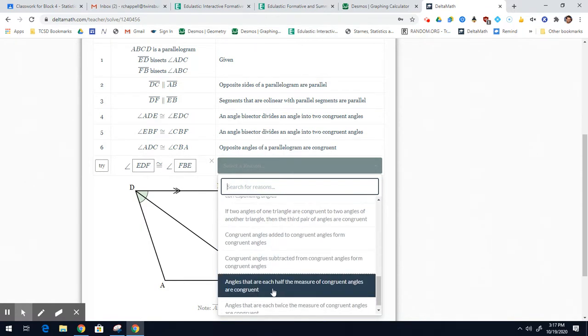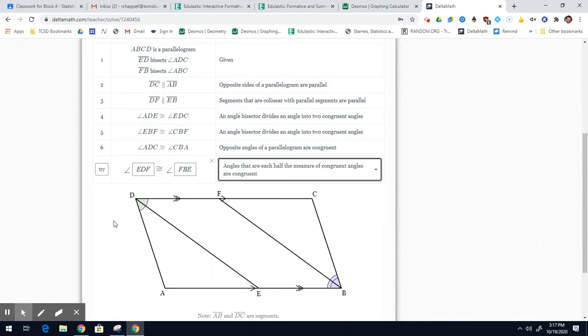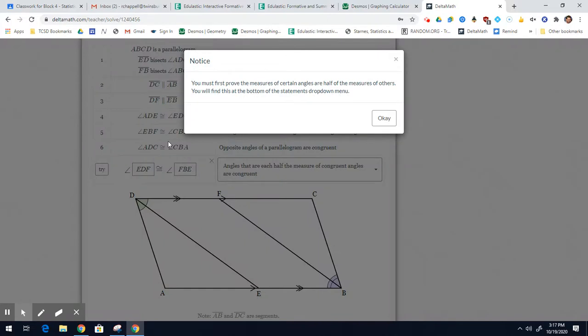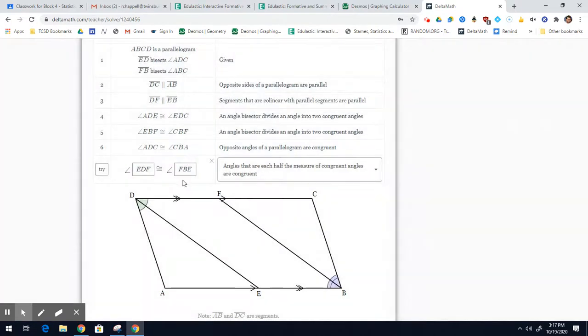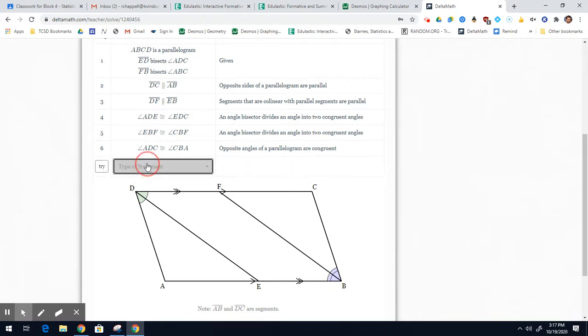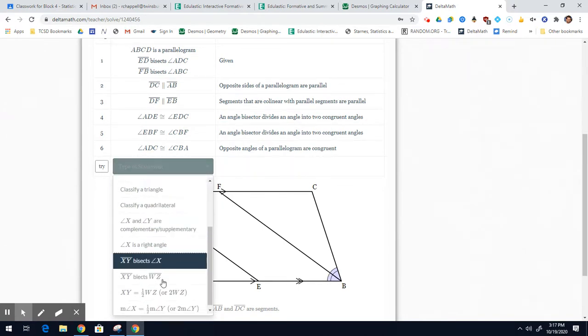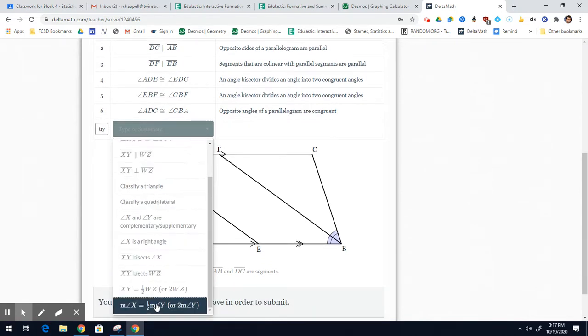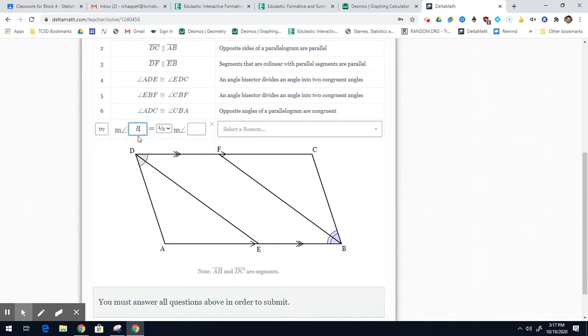Angles that are each half of the measure of congruent angles are congruent. So that's this idea, right? Because each of them is half the bigger angle. You must first prove the measure of a certain angle is half. Okay, so I have to say that each of them is half. I thought it was self-explanatory. Okay, so EDF is half of angle ADC. So angle EDF is half of angle ADC.